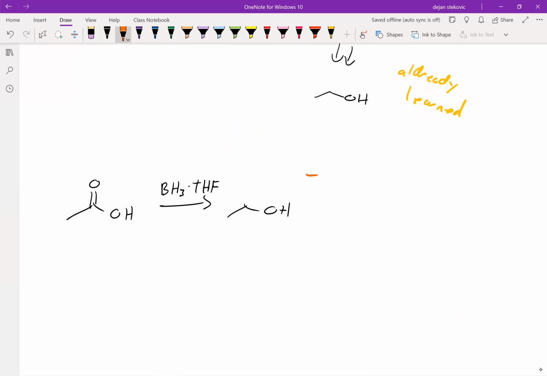And overall, this is a much better reduction. The first thing is it's milder. Don't have to use lithium aluminum hydride, which is very reactive to air. And this is also more selective. It'll only reduce carboxylic acids. It won't reduce ketones and aldehydes.